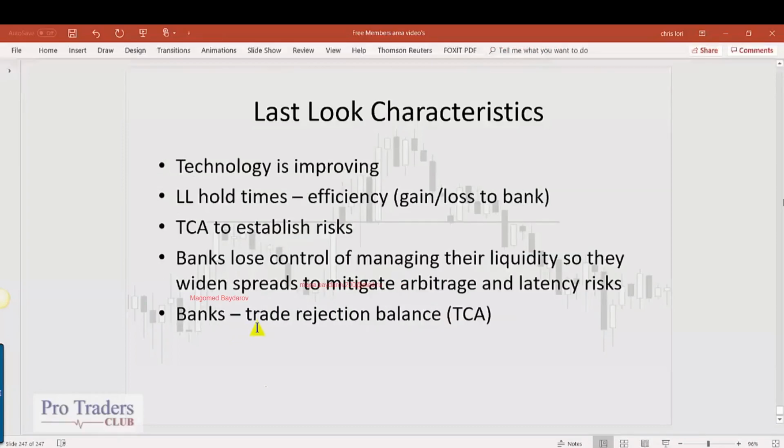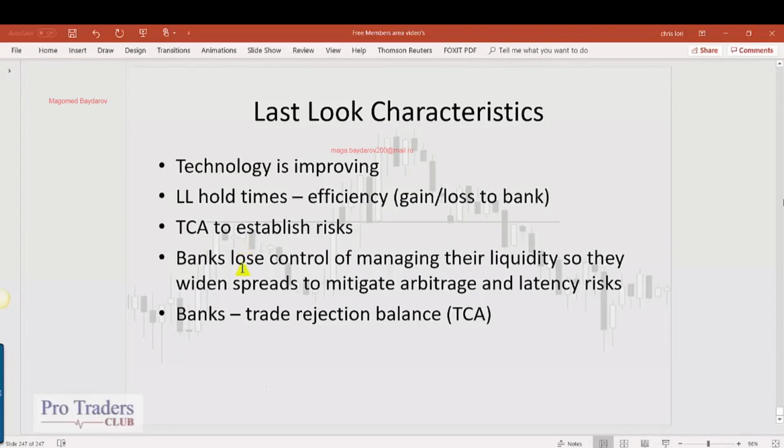So if you look at a couple things here, the technology is improving. So last look hold times are changing, they're getting narrower to maintain efficiency, and the gain or loss to the bank is coming more into balance as transparency increases. But there's a new tool in the market called transaction cost analysis, and if you are on the buy side, you can use the transaction cost analysis tool to determine to what degree you may be suffering some of the consequences of last look.